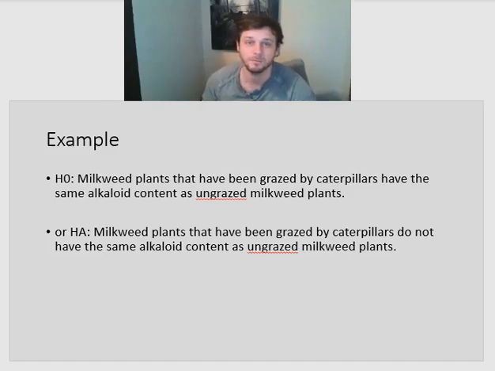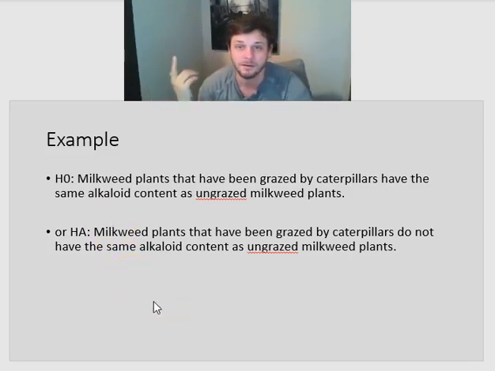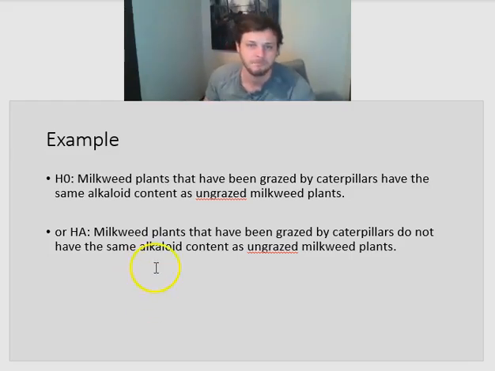So here's our example. We have some milkweed plants that have been grazed on by caterpillars, and we're saying that they have the same alkaloid content as ungrazed milkweed plants. So when a caterpillar chews on a plant, it's not going to increase its alkaloid content. Alkaloids are kind of like an insecticide. It helps to prevent grazing. Our alternative, of course, is going to be that grazed milkweed is going to have a higher alkaloid content than ungrazed milkweed, or doesn't have the same. They're going to be different.